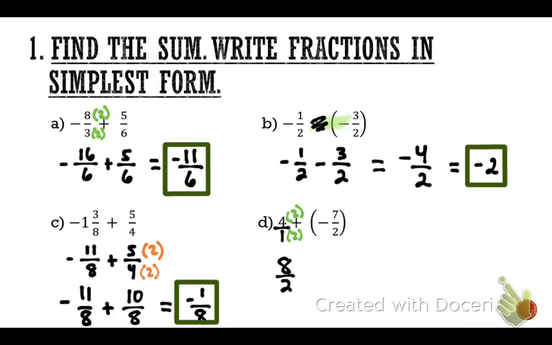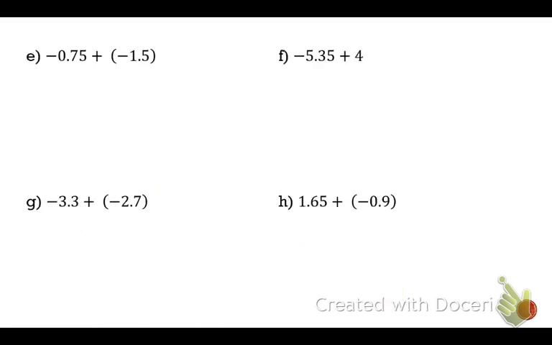And so negative defeats the positive. Okay. And 8 minus 7 equals 1/2. Very good. That is our answer, okay? 1/2. Any questions on the fraction parts? All right, the next 4 are all about decimals.